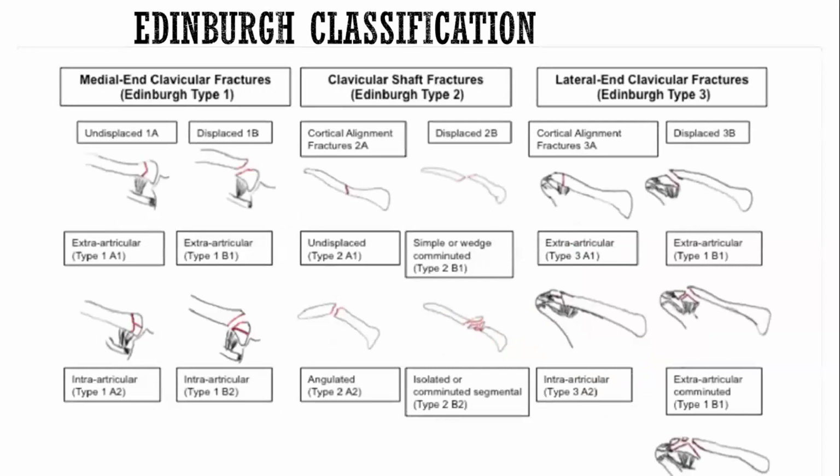Ehrenberg has classified clavicle fractures into 3 types. Type 1 is medial 1/3, type 2 is middle, and type 3 is lateral clavicle fractures. A and B are the displaced and undisplaced fractures of each type. And 1 and 2 are extra-articular and intra-articular fractures of each type.